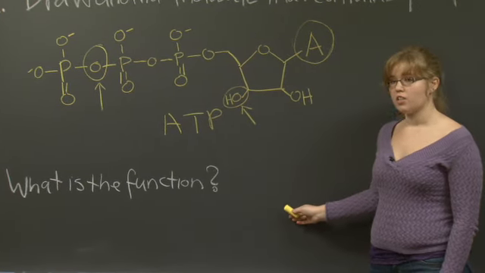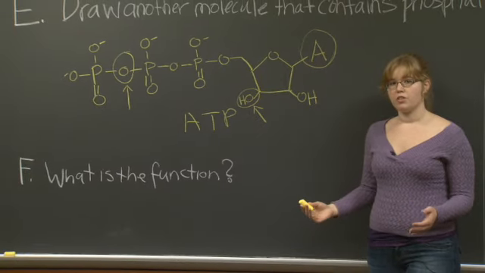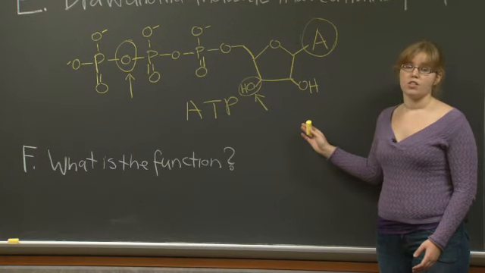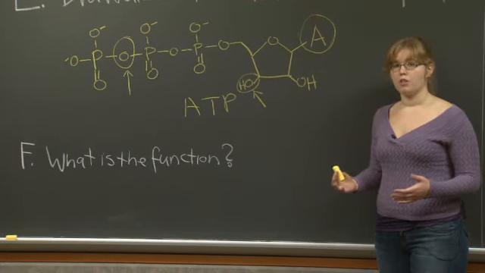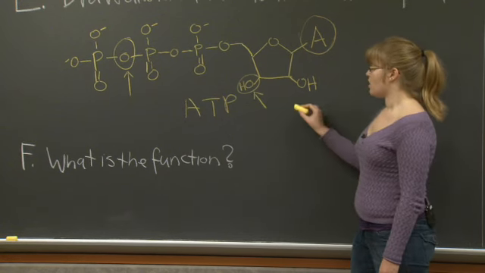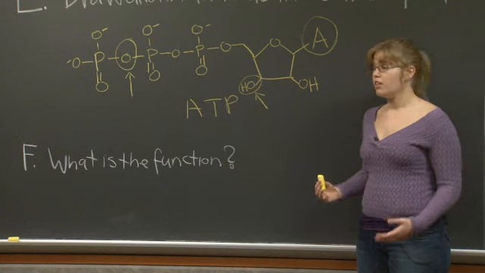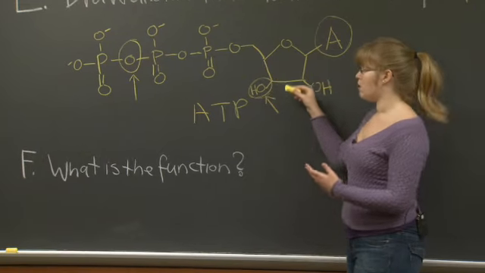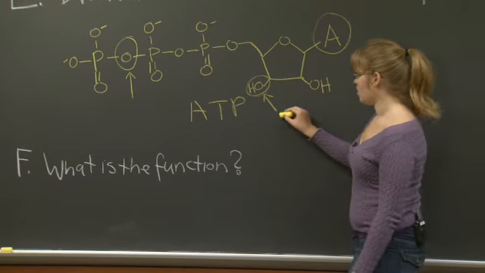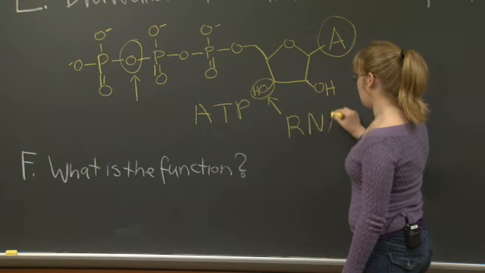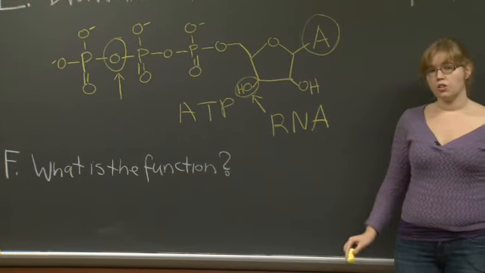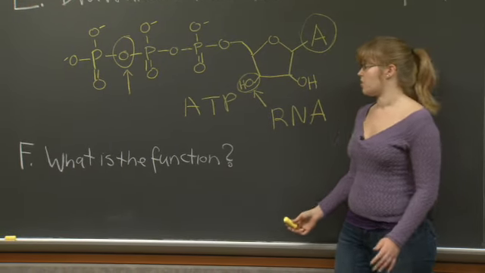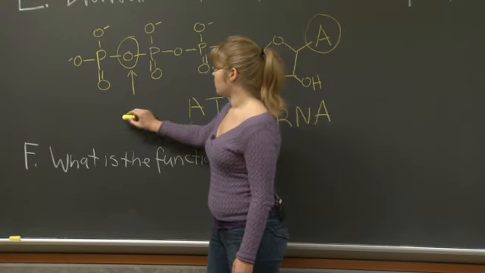The next part of the question asks us what is the function of these types of molecules. The molecule that I chose to draw, ATP, is very interesting because it has multiple functions. It serves as a building block of RNA through oligomerization through this bond, by adding multiple nucleic acids together. It also serves as an energy source for the cell, through breaking of this bond.